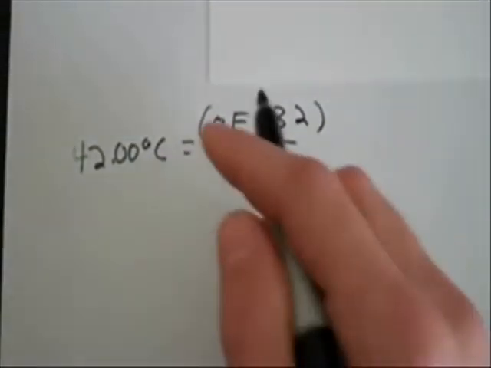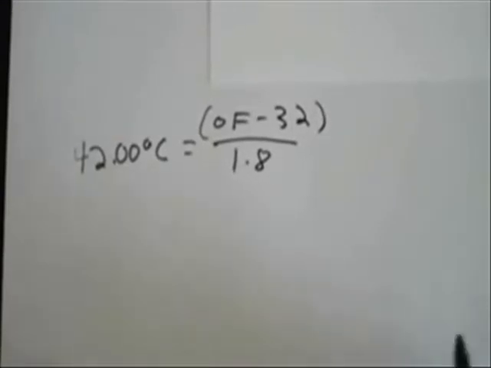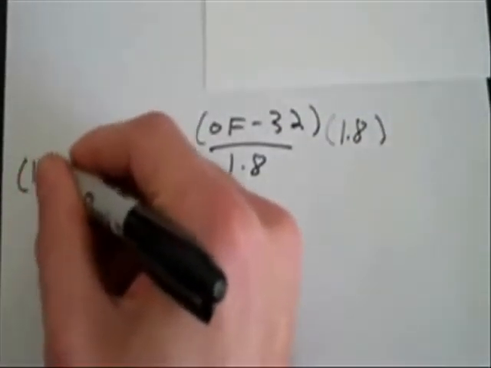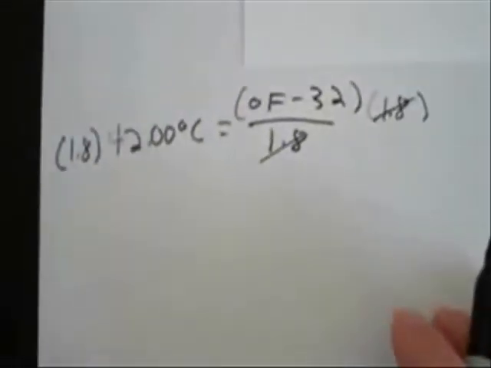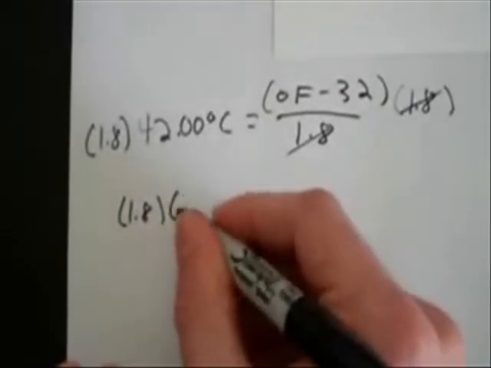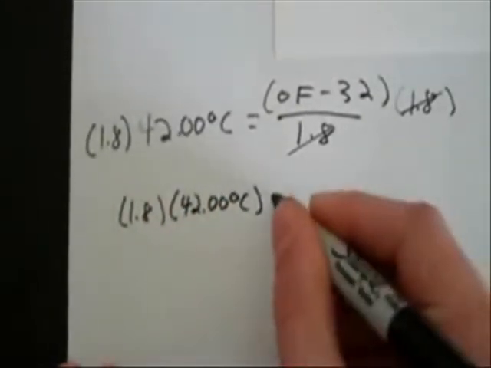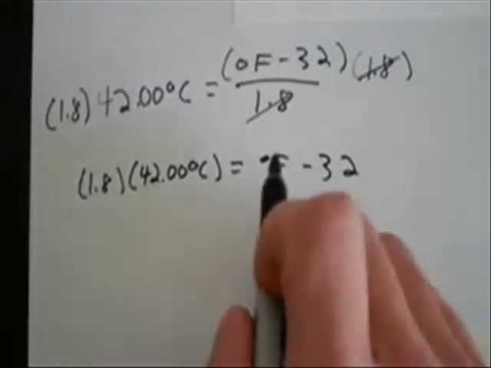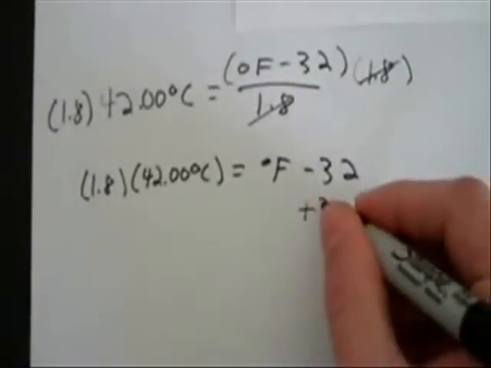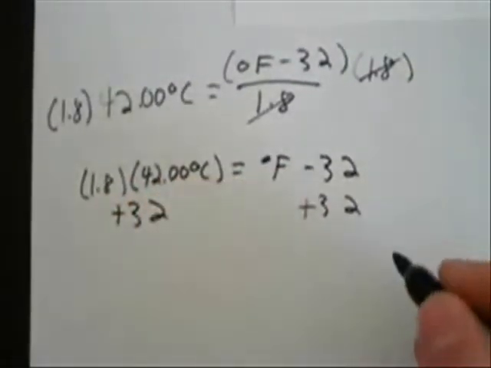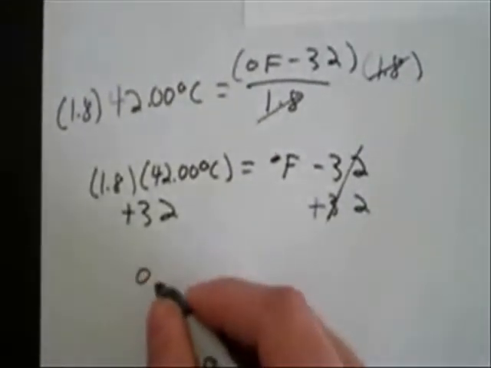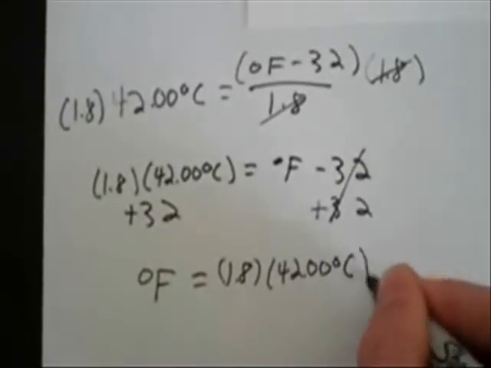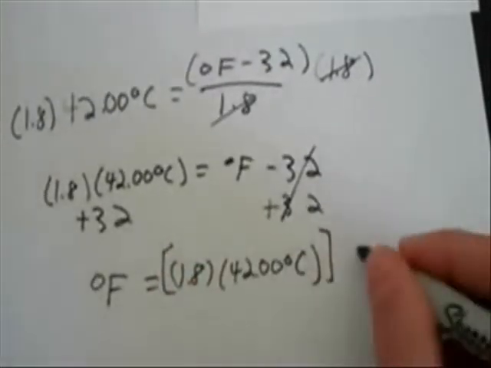We need to get the degrees Fahrenheit by itself, and the only way to do that so far is to multiply both sides by 1.8. So I'm going to do just that. These two 1.8s cancel, and we're left with 1.8 times 42.00 degrees Celsius equals degrees Fahrenheit minus 32. Almost done. All we have to do is solve for degrees Fahrenheit by adding 32 to both sides. These 32s cancel, and we're left with degrees Fahrenheit equals 1.8 times 42.00 degrees Celsius, that whole quantity, plus 32.